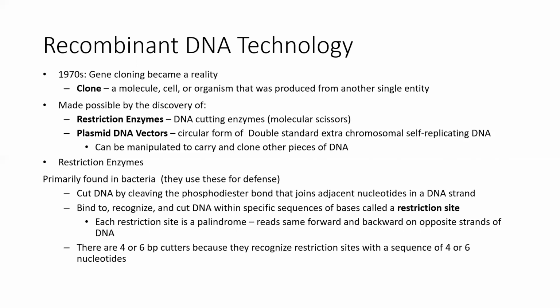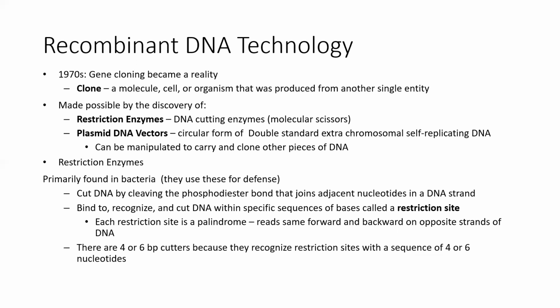Cloning was made possible by the discovery of restriction enzymes and plasmid DNA vectors. What are restriction enzymes? DNA cutting enzymes, molecular scissors. Restriction enzymes cut the DNA fragments, like scissors. They are isolated from bacterial species, and some are also commercially available.